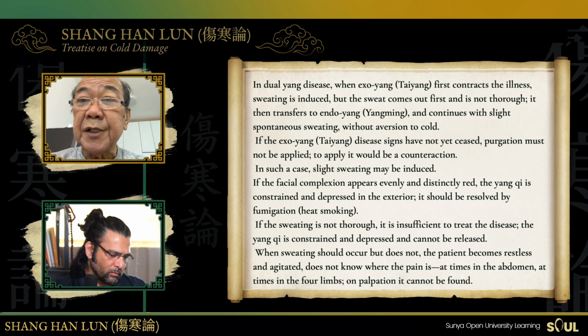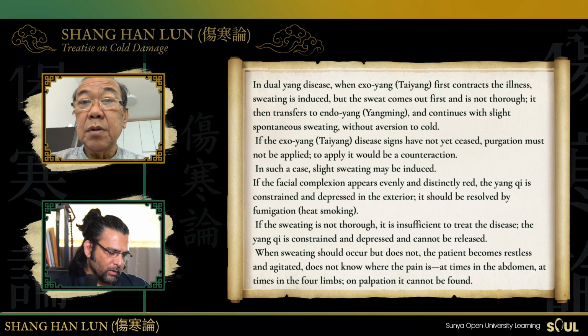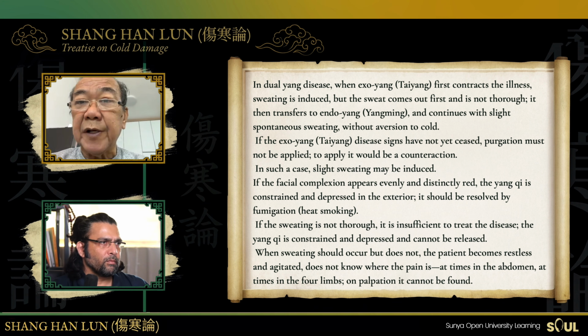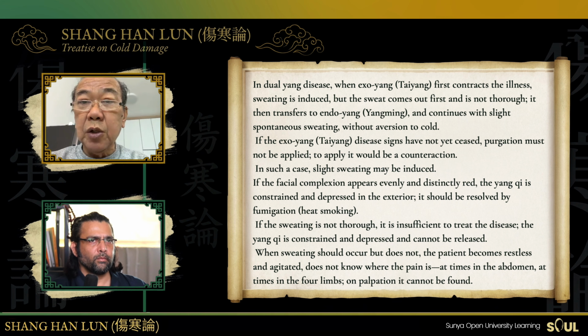So when a person has exo-yang and also endo-yang without chill, you have to be very careful. Then you need to apply gypsum. The lips are normally very red, and the person becomes very agitated. Then you use gypsum, or we use pearl powder or mother of pearl to treat it.